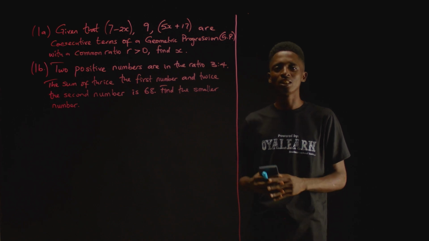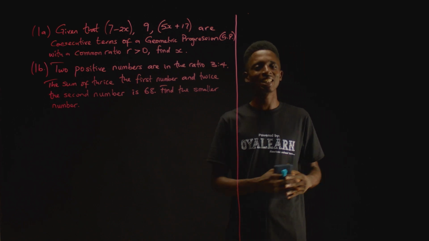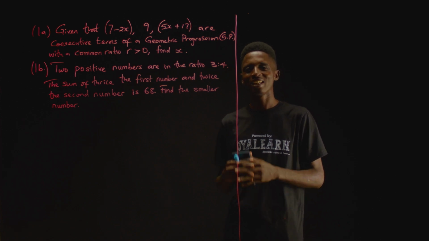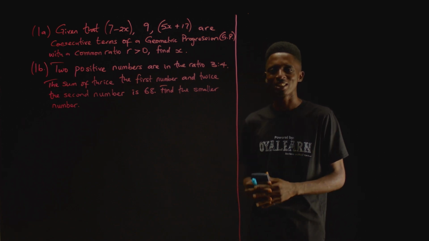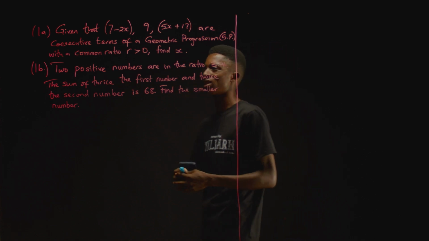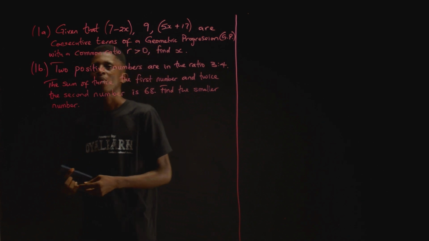But in this video, we'll be solving the entire 13 questions in the 2022 WASSCE Core 2 General Mathematics questions. That is the entire 13 questions. So let's start with question 1.